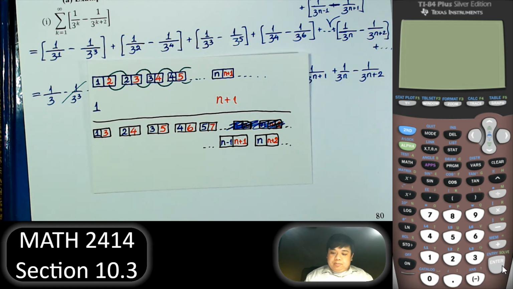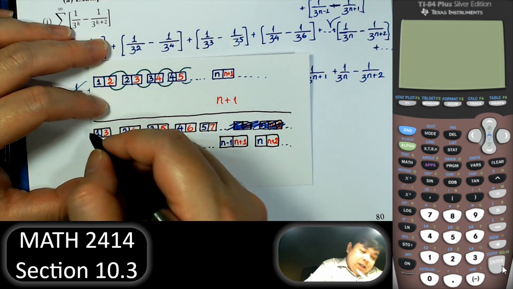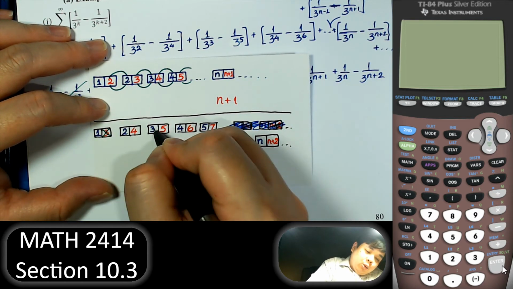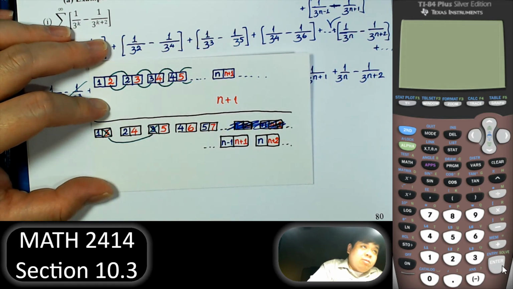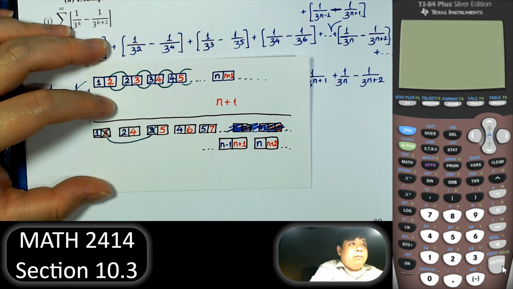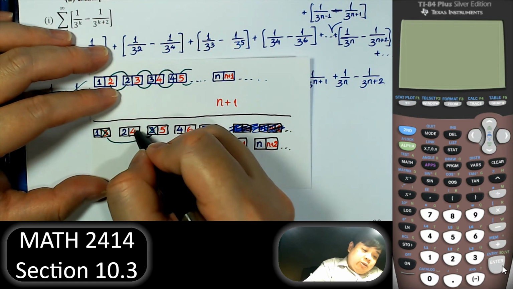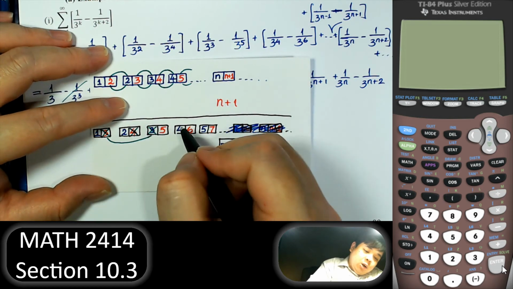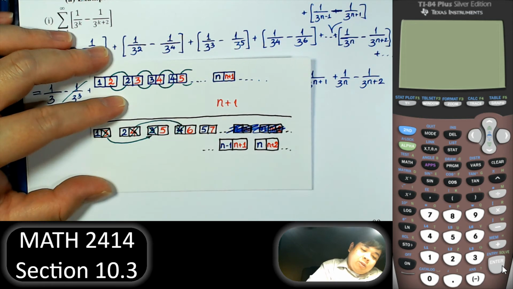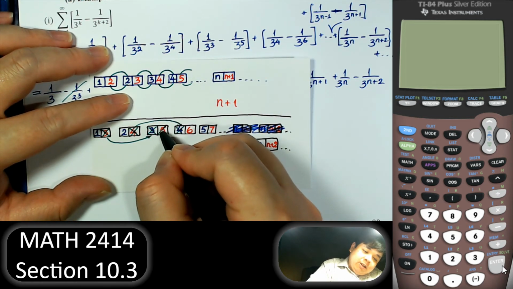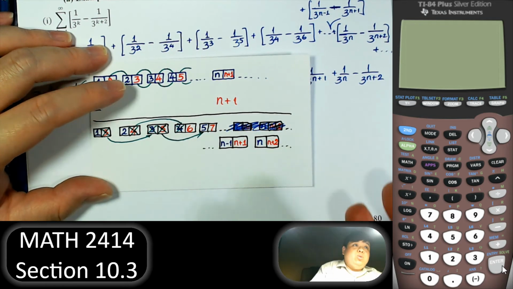Now let's link up the 3 here. We'll link with this 3. The 1 here doesn't link to anything. The 2 here doesn't link to anything. The 4 will link to this 4. The 5 link to this 5. And the 6 will link to something.